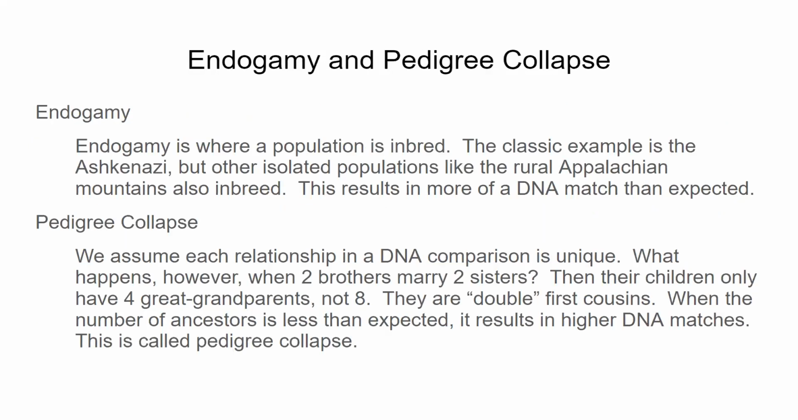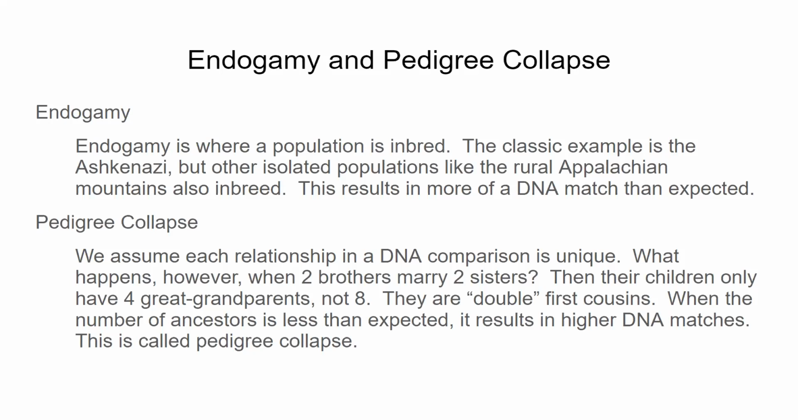Okay, we're going to introduce the ideas of endogamy and pedigree collapse one more time, but I'm going to talk about that more next month. So endogamy is where a population is inbred. The classic example is the Ashkenazi, where people living in these communities in Eastern Europe would typically intermarry within the community or within nearby other communities of the Jewish population. And the result is you just get lots more DNA than you expect for a certain relationship.